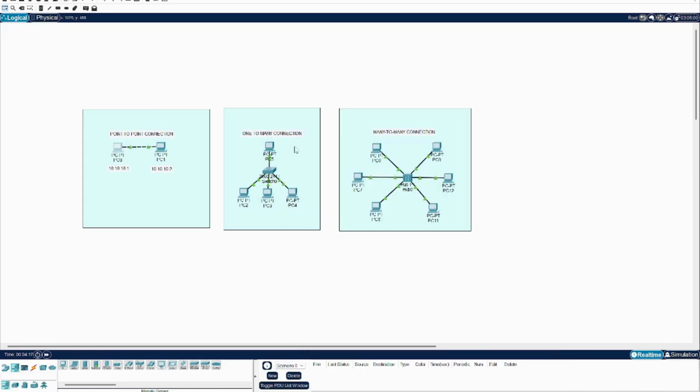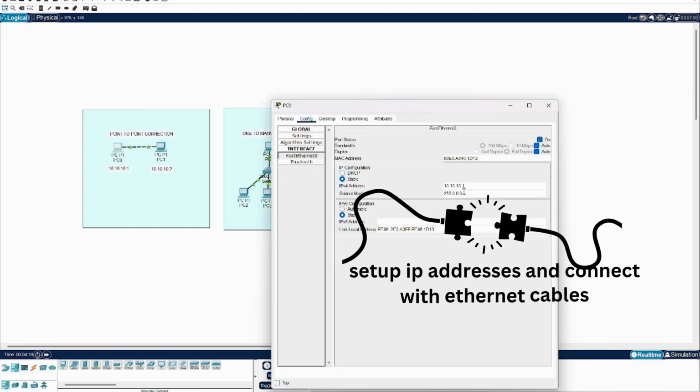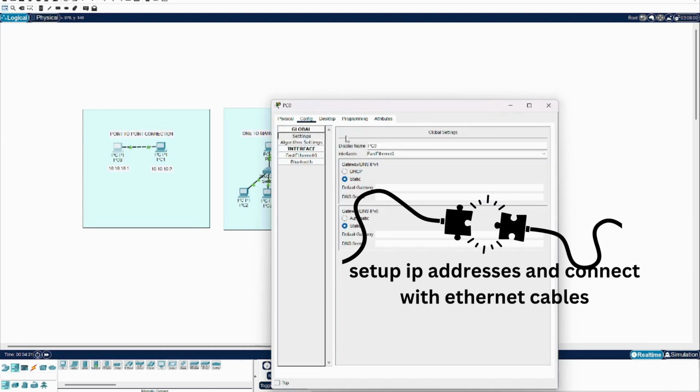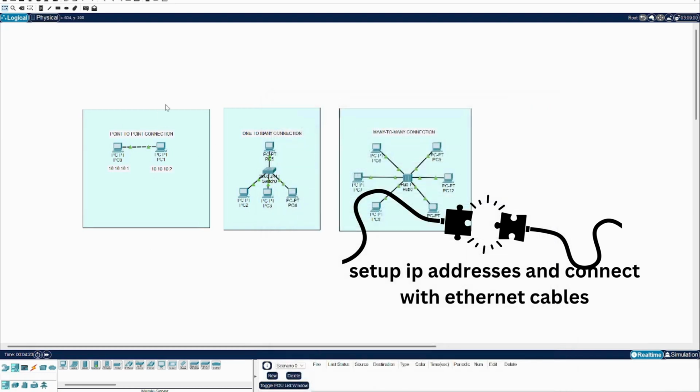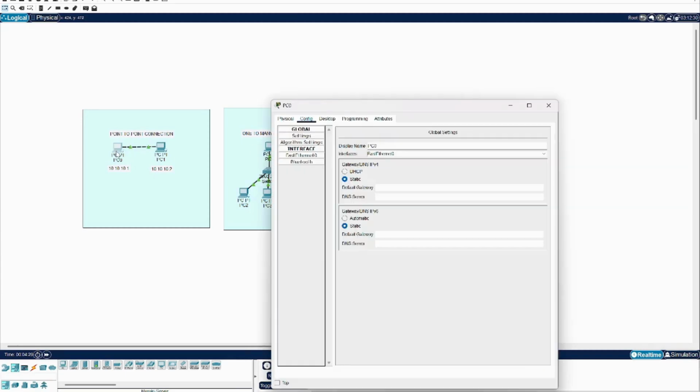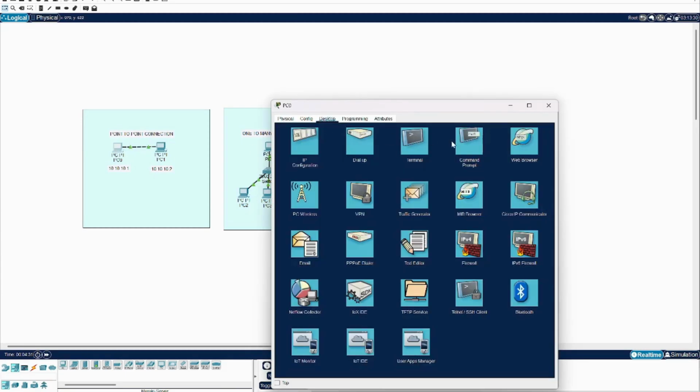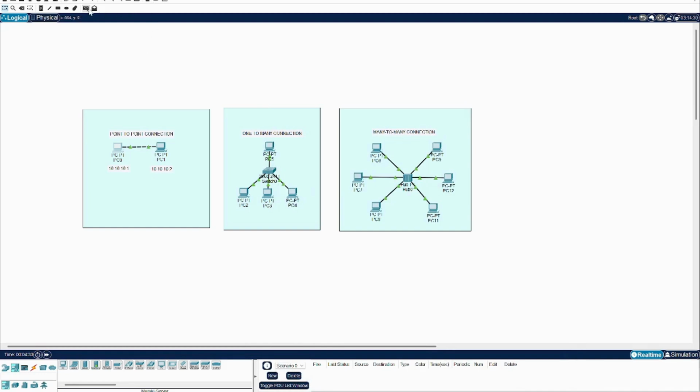So initially what I did is I just went here, I set up the IP address, and I connected them with Ethernet cables. Now, we were told that we could use wireless connections, but I figured out that a lot of my classmates already did that, so I opted for the PC and a wired connection so that I would be a bit unique.